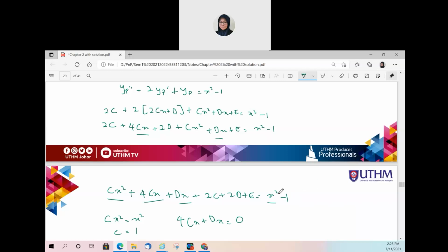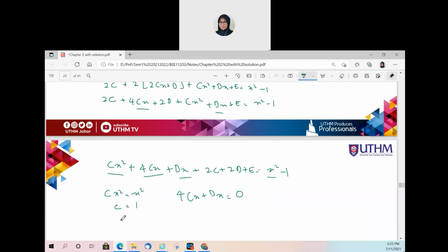Then here we have c equals 1. Then you replace here. So now you have 4, plus d, equals to 0. Then d equals to minus 4. So d equals to minus 4. And now we look at this part. We have 2c plus 2d plus e equals to minus 1.